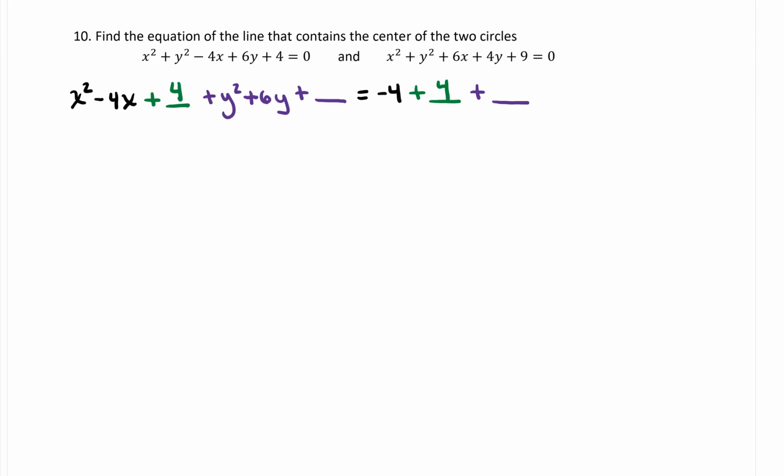Same sort of idea for the y terms. We're looking at half of our b value of our y terms, and so half of 6 is 3. And so the constant that we need to add to make that a perfect square is 3 times 3, which is 9. So let's add 9 to both sides of our equation.